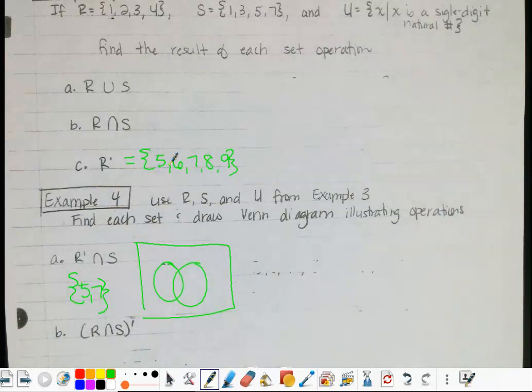Okay, make sure we're good with that. Good. So it is 5 and 7. So then how are we going to show that here? It sometimes helps if we do an intermediate step here, or at least for me. So hopefully it'll help you understand. So our complement would be, we would shade everything besides R. Okay, so this is our complement.